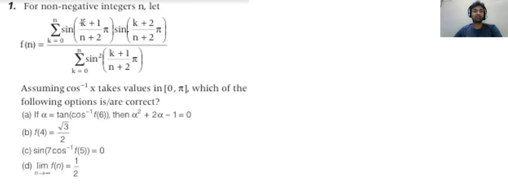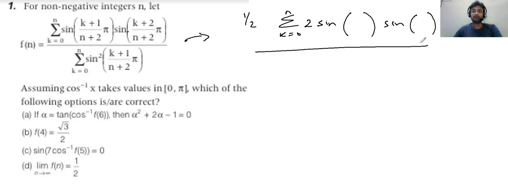In the numerator we have sine of one angle multiplied by sine of another angle. There is a formula called 2 sine A sine B, right? We can apply that and simplify it further. For that we will need 2 as a multiple in the numerator. So I'm going to write it as 1 by 2 so that we divide by 2 as well. So we have 2 sine of the same angle. I'm not going to write the angle over here. It is the same thing in the numerator, that is k plus 1 divided by n plus 2 pi, and k plus 2 divided by n plus 2 pi.